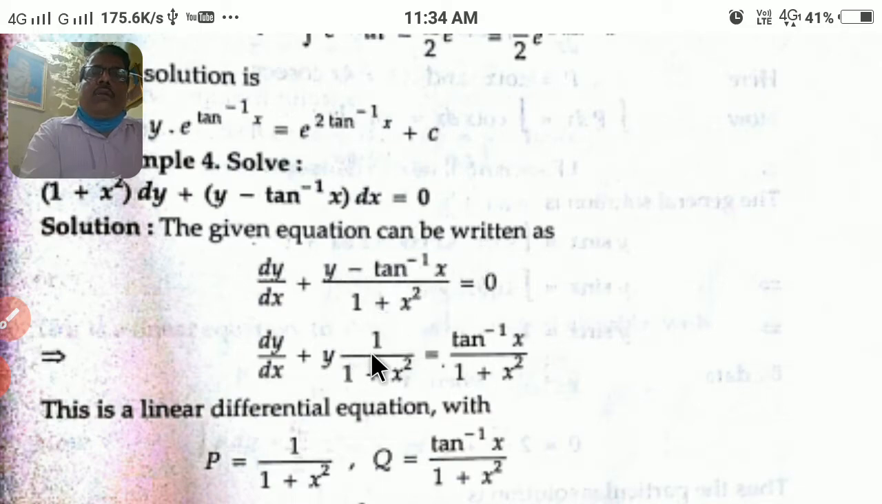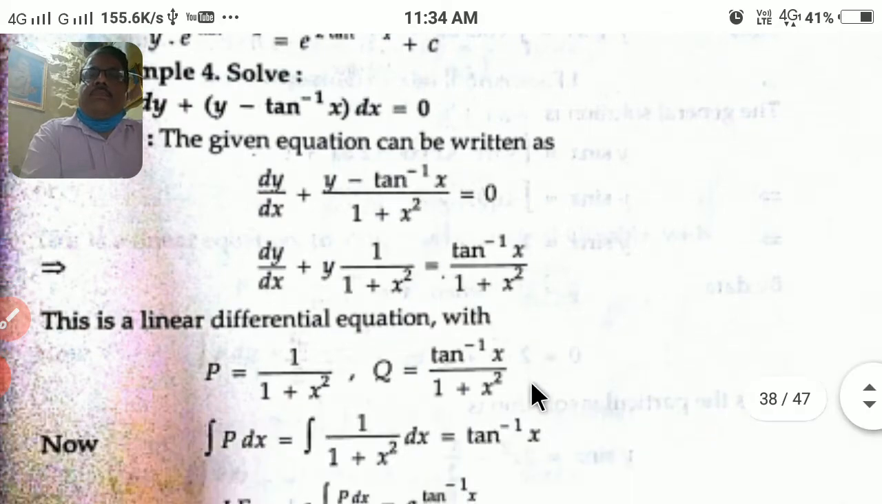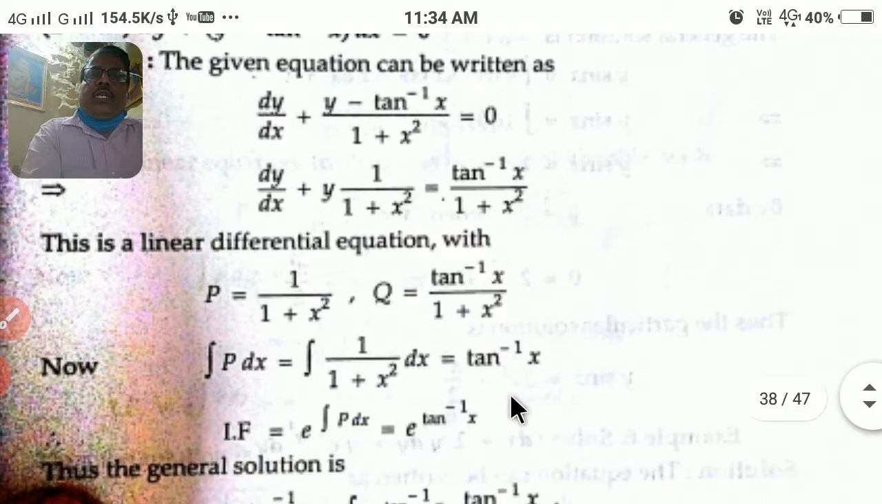So y divided by 1 plus x square minus tan inverse x divided by 1 plus x square, bring this to here, which gives minus becomes plus tan inverse x divided by 1 plus x square. So now this is a linear differential equation, dy by dx plus Py equal to Q, where P is 1 divided by 1 plus x square and Q is tan inverse x divided by 1 plus x square.